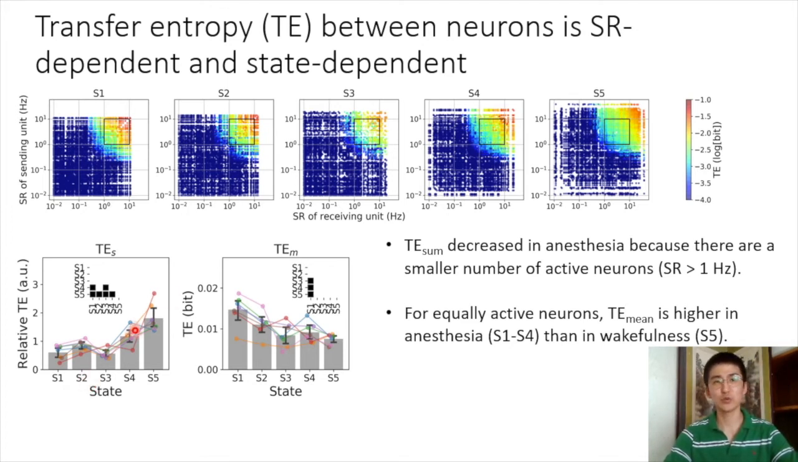In contrast, we found an opposite result with the mean TE, TEM. The mean TE was lowest in S5. This is because for equally active neurons, TE is higher in anesthesia than in wakefulness. Let's look at the black square here. For example, the dots in black square here have more reddish color than the dots in here.